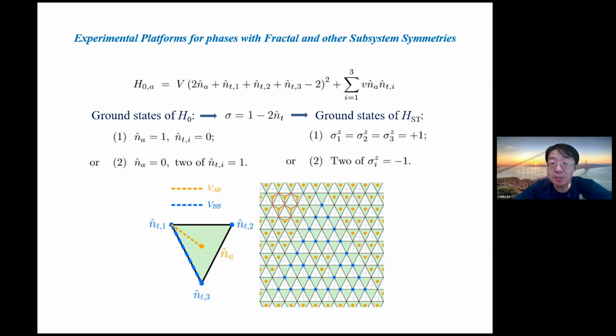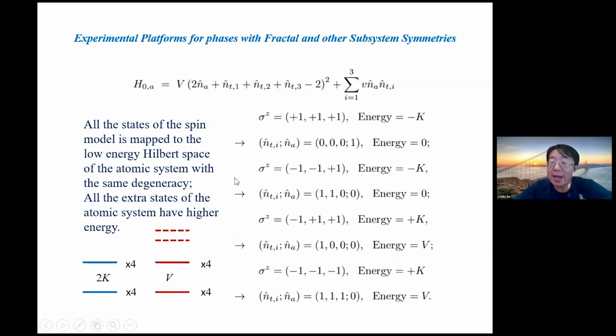In fact, the entire Hilbert space of the Sierpinski triangle model can be mapped one-to-one to the states of the atom model. You can just do it carefully. It's kind of tedious, so I'm not going to go through it. But I can guarantee you that the 4 ground states of the Sierpinski triangle model are mapped to the 4 ground states of the atomic model, and the 4 excited states of the Sierpinski triangle model are mapped to the 4-fold degenerate excited states of the atomic model, like this.